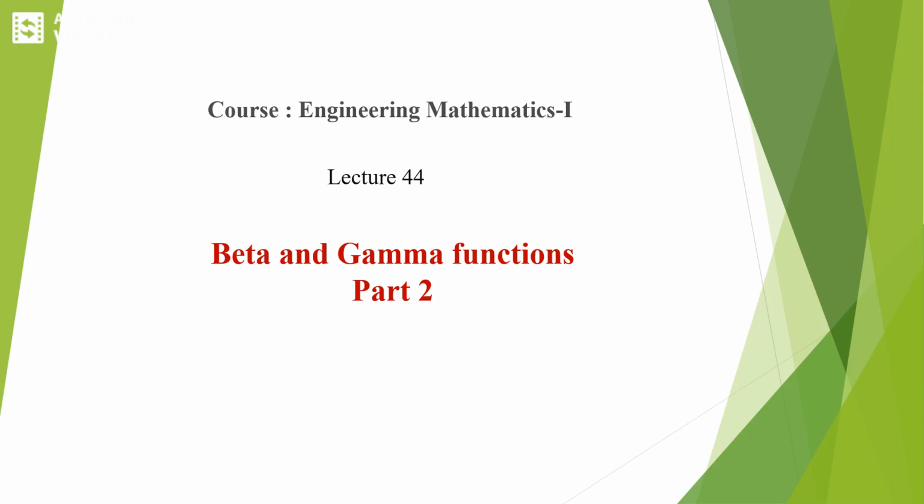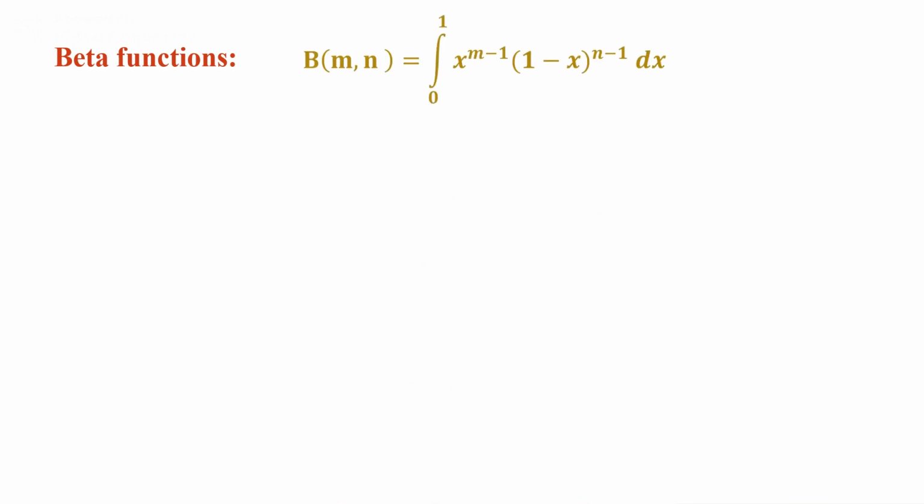Beta and the gamma function, part 2. Now the beta function, as we discussed earlier, beta(m, n) is what? Integration from 0 to 1 of x raised to the power m minus 1, (1 minus x) raised to the power n minus 1 dx. That integral we write as beta(m, n).